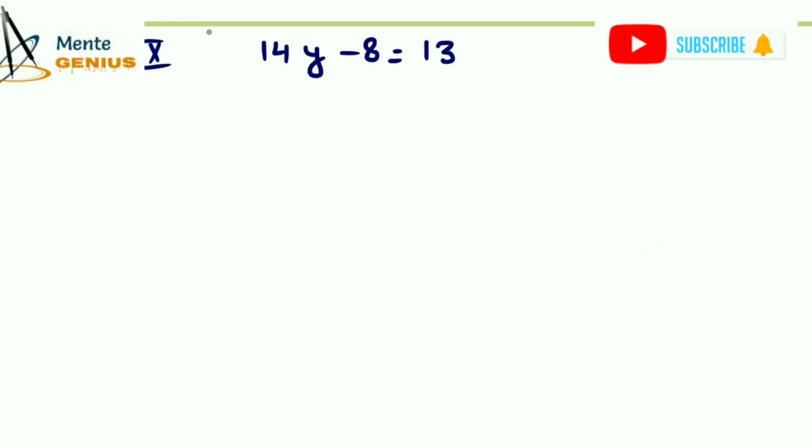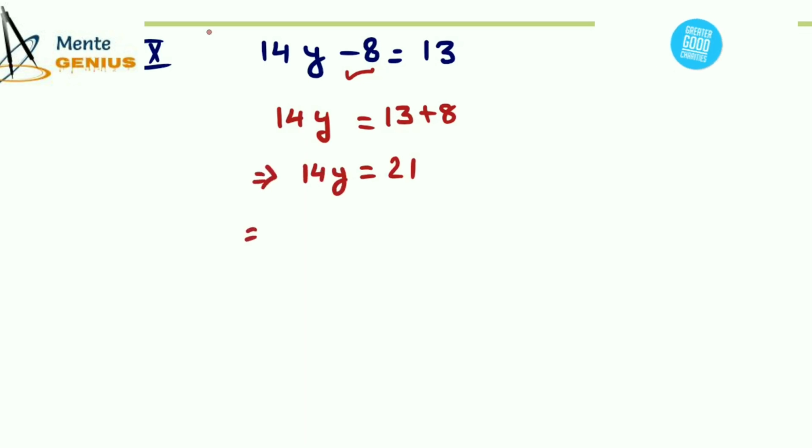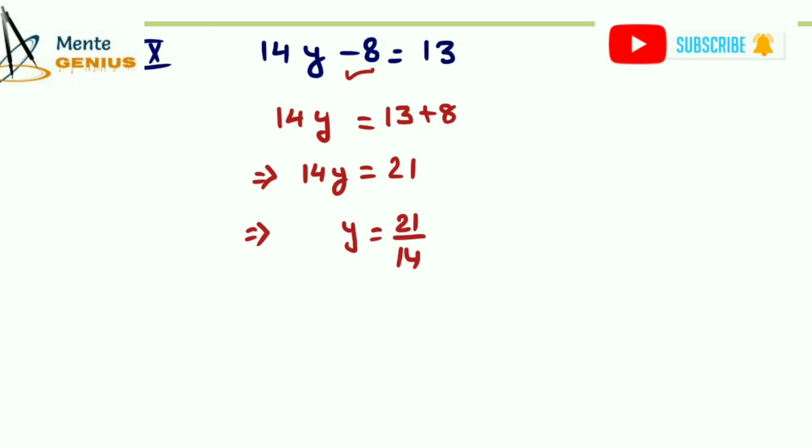Now, the solution will be like 14y is equal to 13, and we will transpose it. I think you have learned these tricks. Now what will we do? We will just move 14. We will cancel it, 7 twos are 14, 7 threes are 21. So again we are having the value of y is equal to 3 by 2.